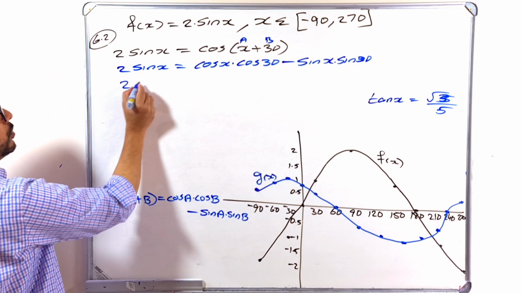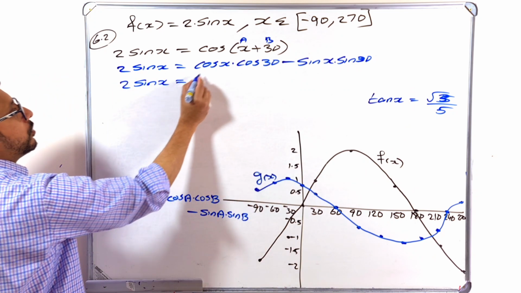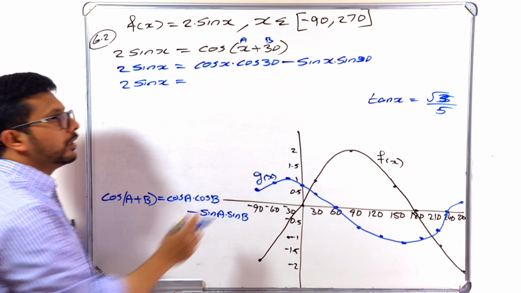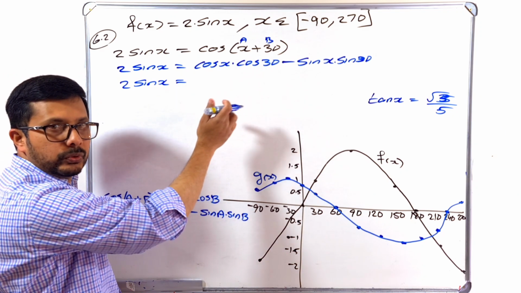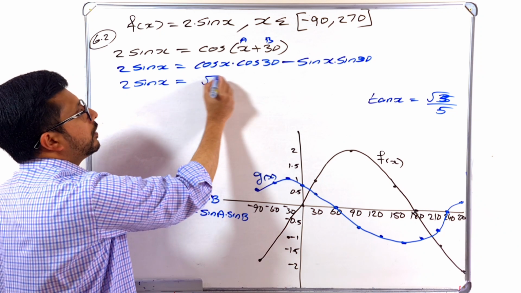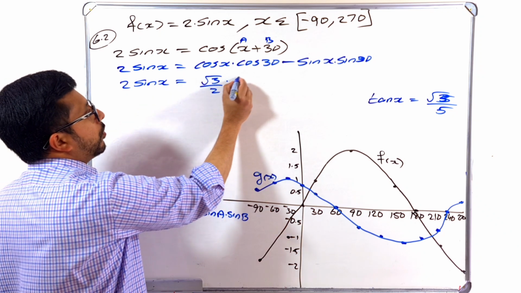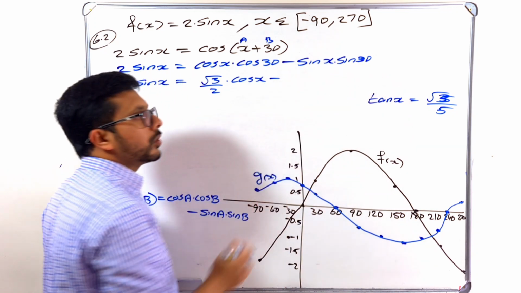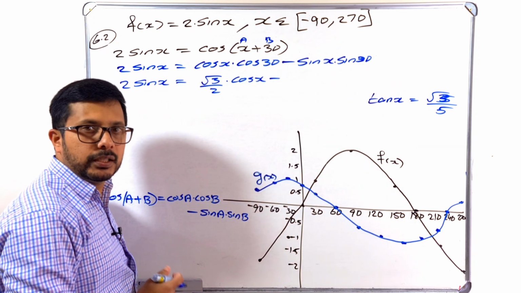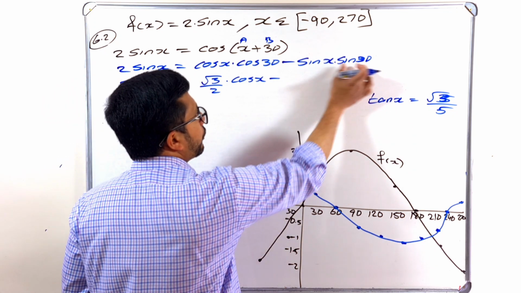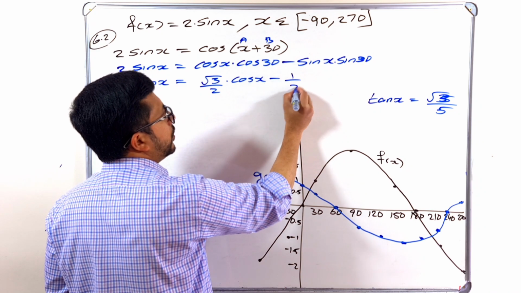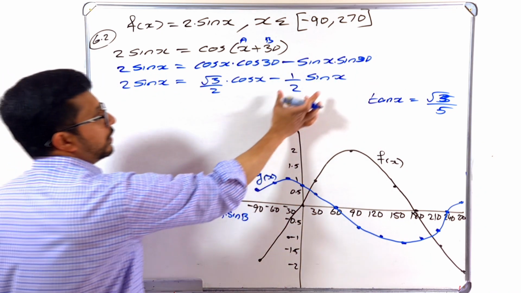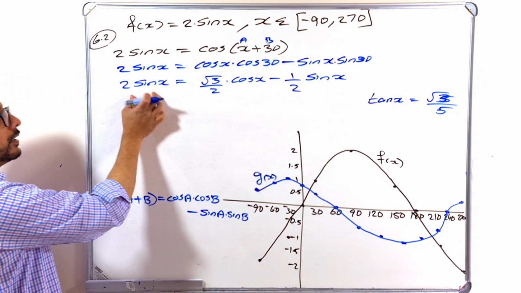So 2 sin x is equal to cos 30, which is a special angle. What is the value of cos 30? Root 3 by 2. That you have to know. Okay, special angle, root 3 by 2 cos x, minus this sin 30 is also a special angle. What is the value? Sin 30 is half. So half into sin x. So this is minus half sin x, this is 2 sin x.